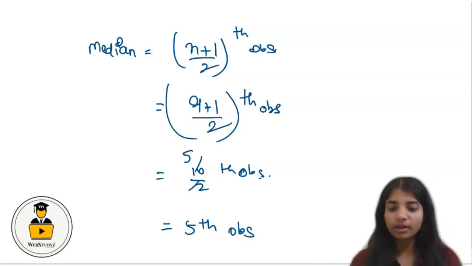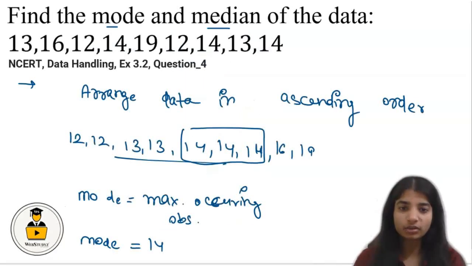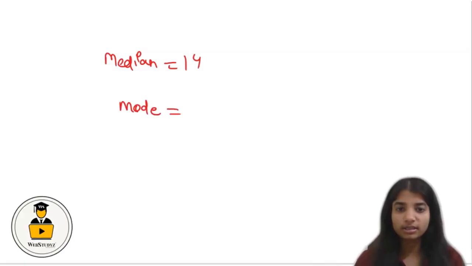Now from our arrangement, the 5th observation is 1, 2, 3, 4 and 5, 14. So the median is equal to 14. Our median is 14 and our mode is also 14. So this is the answer to the given question.